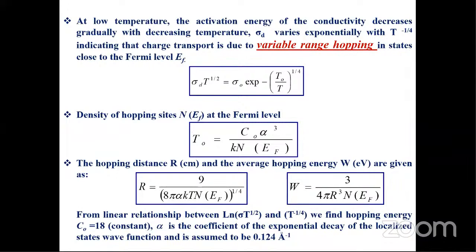Now all of us know that at very low temperatures, the hopping process takes place. In that case the conductivity decreases with the gradual decrease in temperature, and sigma_d varies exponentially with T to the power minus 1 by 4, which indicates that the charge transport is due to variable range hopping in states very close to the Fermi level. So here you can write sigma_d T to the power half equal to sigma naught exponential minus (T naught upon T) to the power 1 by 4.